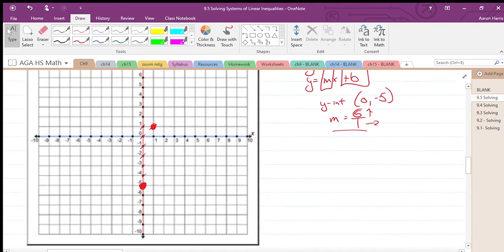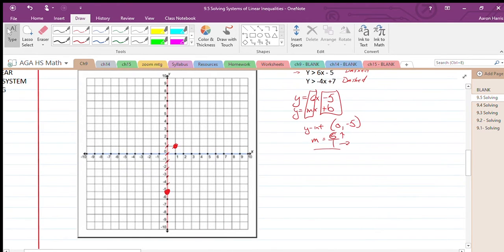We already said what kind of line we're going to get, right? It's going to be what? Dashed. So if I draw a dashed line all the way here, remember a line continues on forever and ever and ever and ever. Okay, so there's my dashed line.